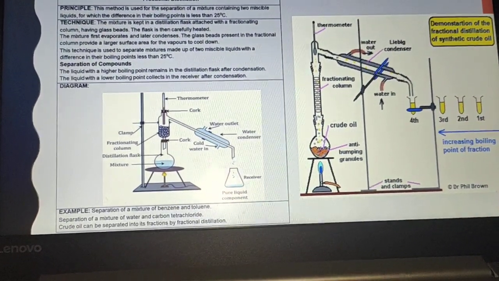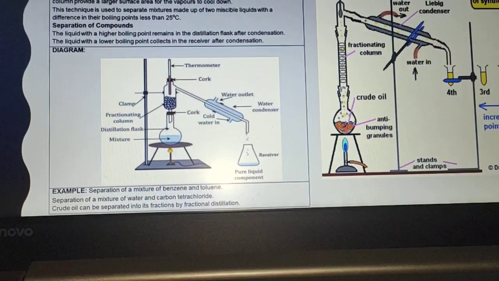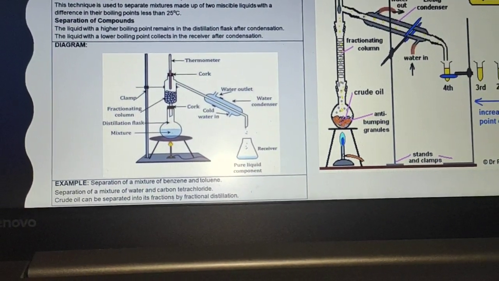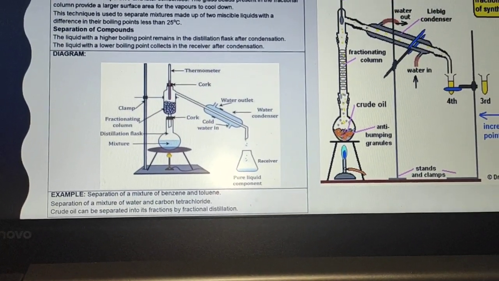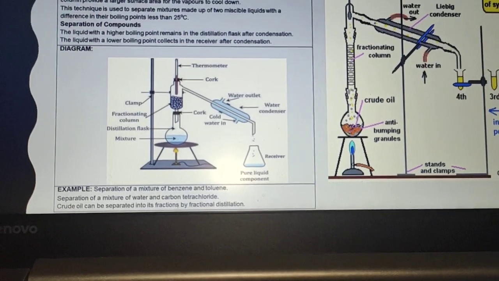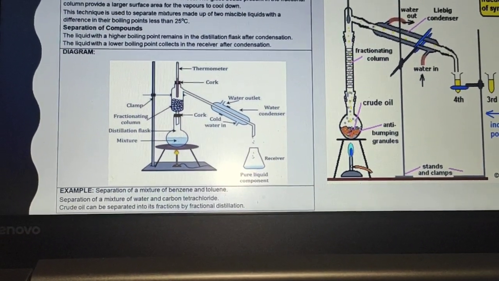Here is a diagram, you can see. Examples are the separation of a mixture of benzene and toluene. Both are organic solvents, which you can study in your higher studies. Separation of a mixture of water and carbon tetrachloride, that is again a solvent. Water and carbon tetrachloride I have shown in the lab also.